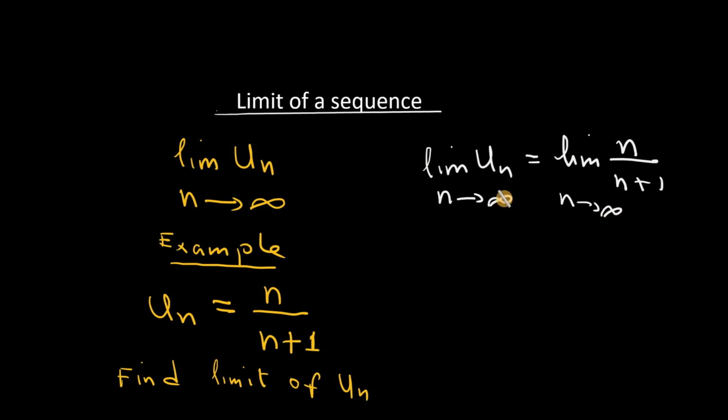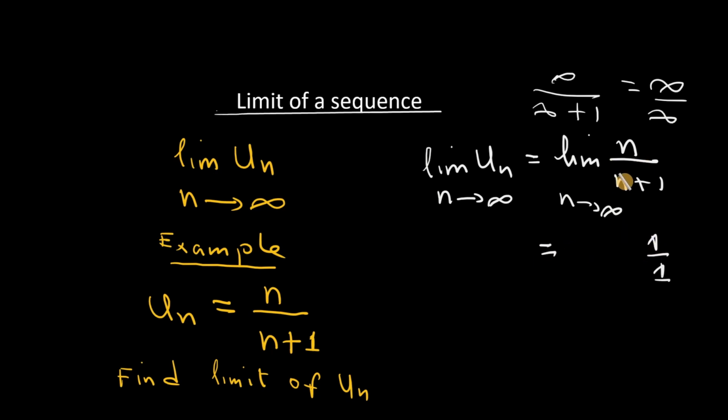To get the limit of UN, I take the limit of this part. To do this limit, I put infinity in the place of n. I'm going to have infinity over infinity plus 1, which is equal to infinity over infinity. But L'Hopital's rule says that if I want to take a limit of a function and the numerator becomes infinity and the denominator becomes infinity also, it means I have to differentiate the numerator and differentiate the denominator. So if I differentiate the numerator, I am going to have 1 over 1.